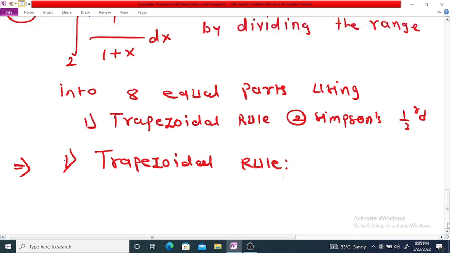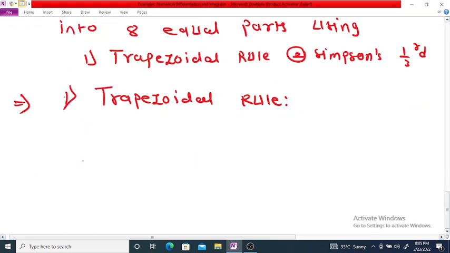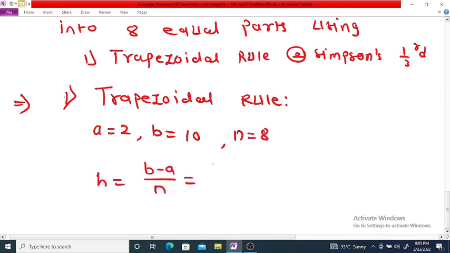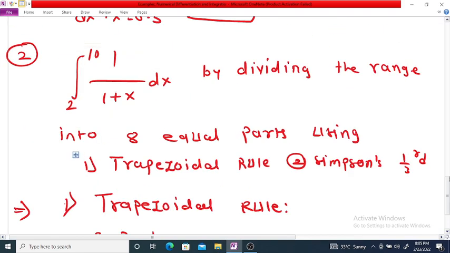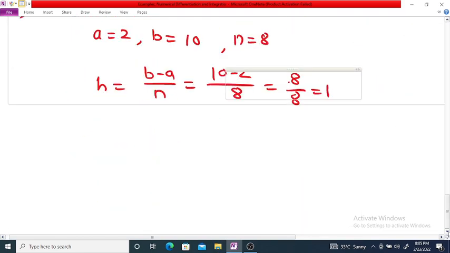Now the limit of integration: the lower limit is 2, the upper limit is 10, and n is 8, and therefore h is equal to b minus a divided by n, which is 10 minus 2 divided by 8, which is 8 divided by 8, equal to 1. So we want to divide this 2 to 10 into 8 equal parts, and the length of each part is 1. Each interval is 1.